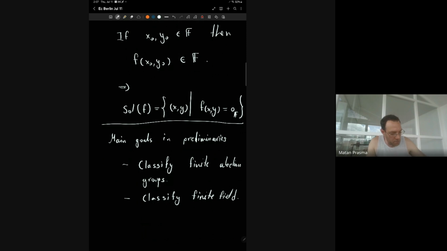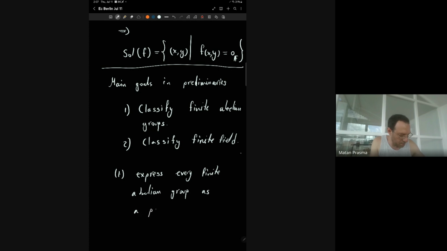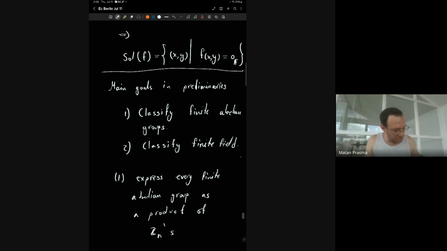And it turns out, for example, in the first classification issue, we will be able to express every finite abelian group as a combination, let's say a product, of integers modulo n for various n. So this is a very convenient tool.